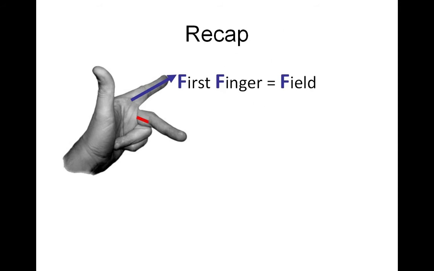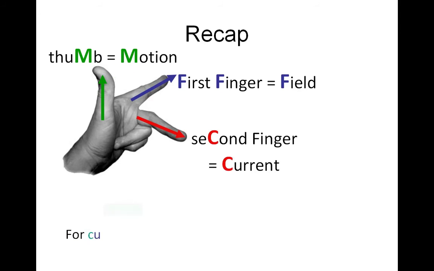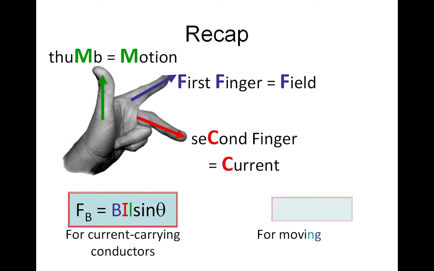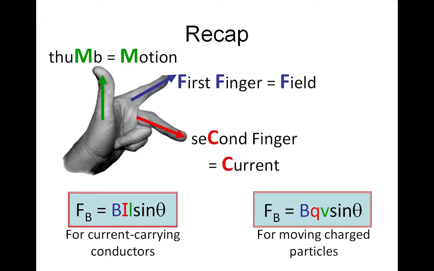So just to recap, there are the three important things from this session. We've got Fleming's left-hand rule, we've got the force on current carrying conductors, and we've got the force on moving charged particles.